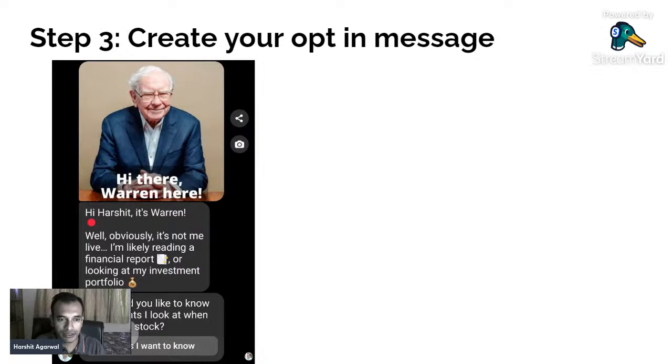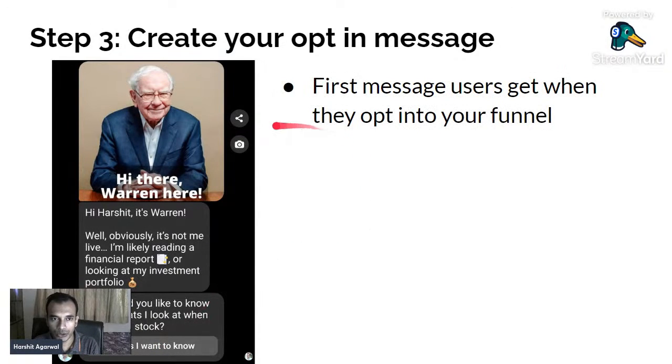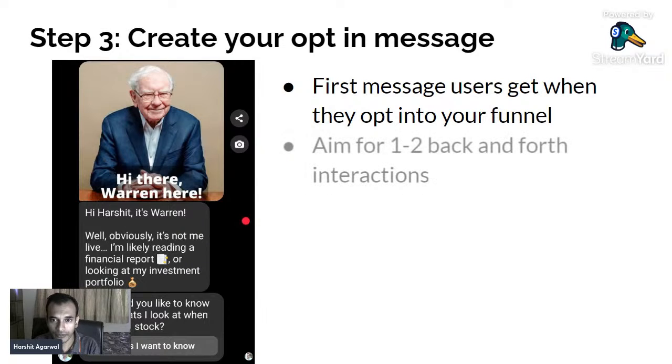Here it says, hi Harshit, it's Warren. Well, obviously it's not me live. I'm likely reading a financial report or looking at my investment portfolio. So this says that there is not a real human being in this conversation. And then it says, would you like to know the 4 stats I look at when buying a stock? The user can click this button and this conversation will move forward. So this was the first message which users got when they opted in.